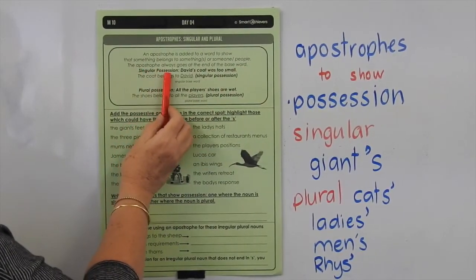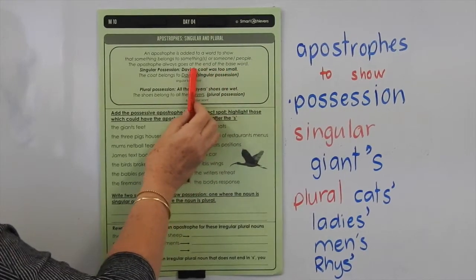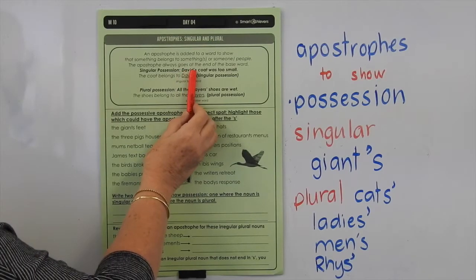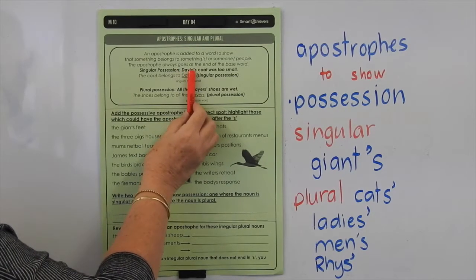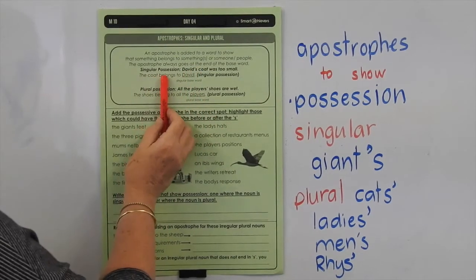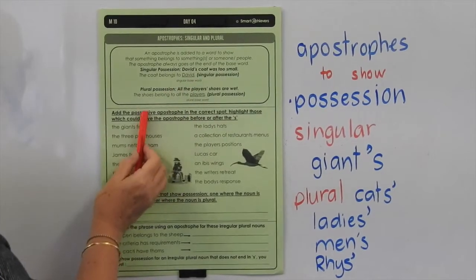So a singular possession is shown by David's coat was too small. We put the apostrophe at the end of the base word David. We're not saying there's lots of Davids, there's only one. So that means the apostrophe goes after the base word. The coat belongs to David, singular possession, singular base word.